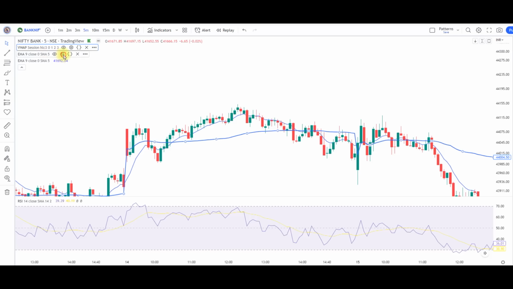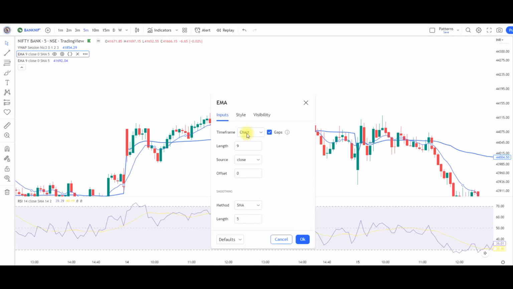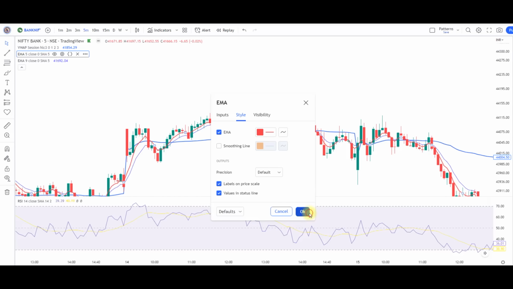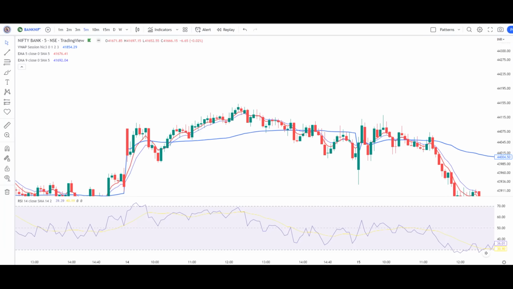Next is EMA 5. So go to inputs and make it 5. I am making the 5 EMA red in color. Okay, I'll give OK. Why do we add 5 EMA? Because 5 EMA is the fastest moving average, and it will help the intraday traders to trail their profits. In my previous video, I have shown about 5 and 20 EMA. In that video also, I have shown why we have to use 5 EMA for intraday trading.